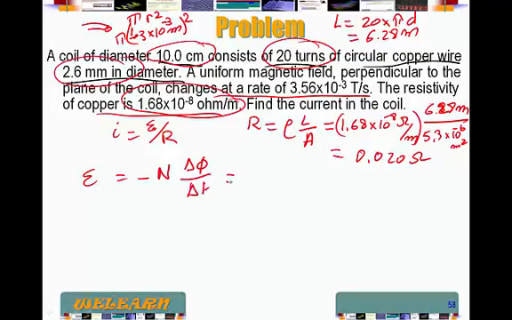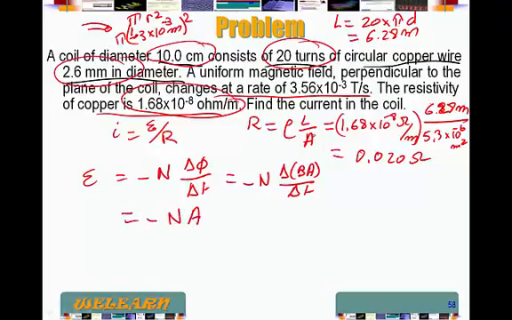But what's delta phi? Delta phi is delta of B times A over delta T. Phi, the flux, being the magnetic field times the area. We don't have an angle here, a cosine, because it's perpendicular. So it's cosine of 90 degrees. So in this case, since A does not change, this ends up being minus N times A.